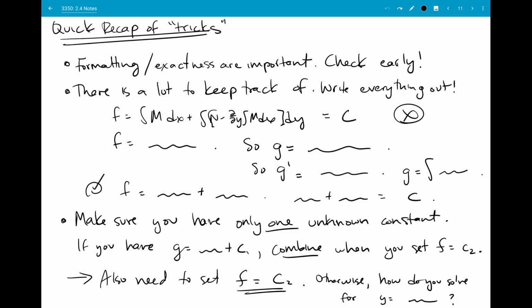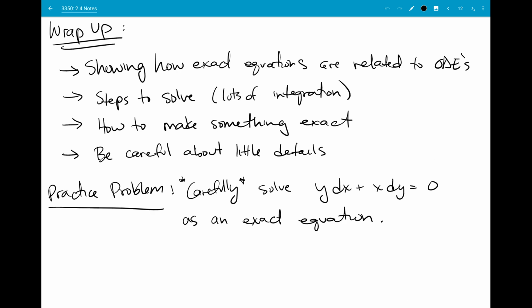And then going back to this one unknown constant thing. Remember, the unknown constants are for an initial value problem, where we get y of 0 equal to like 3. So if you have more than one unknown constant, but you're only given one initial value, then you won't be able to get rid of all your constants. So just make sure that you combine them if they arise from your indefinite integrals.